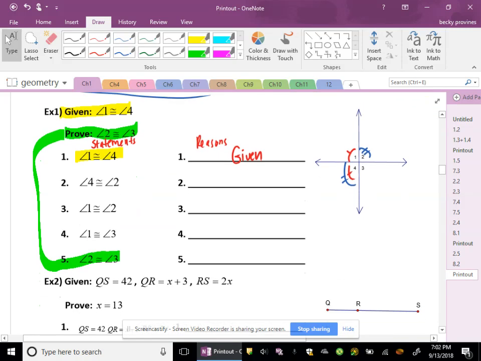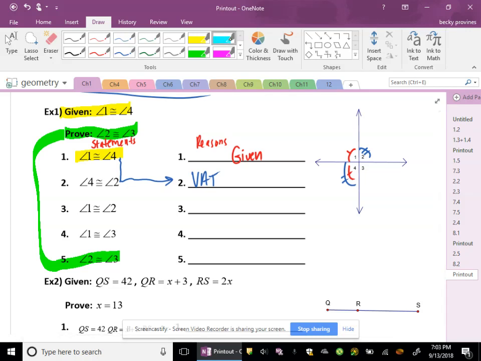So since they're vertical, let's say we use the vertical angle theorem. I'm going to abbreviate it, VAT, vertical angle theorem. The way this works is from step 1 to step 2, I go over, and that's where I would put my reason. Now for step number 3, again, you might look at it and go, I have no idea. And then you look at the picture and you say, okay, angle 1 and angle 2, those aren't vertical and they have different markings on them. So how do I know?